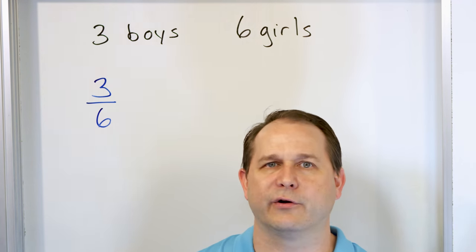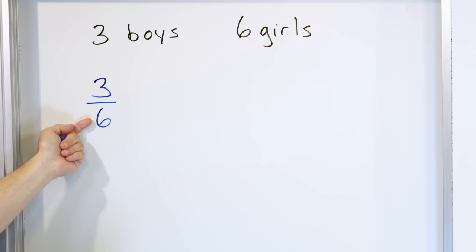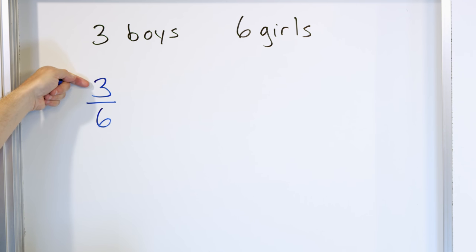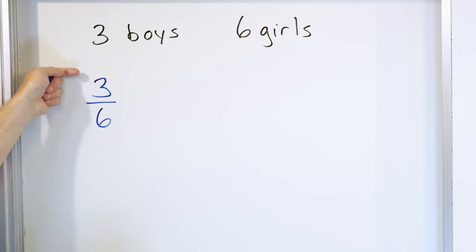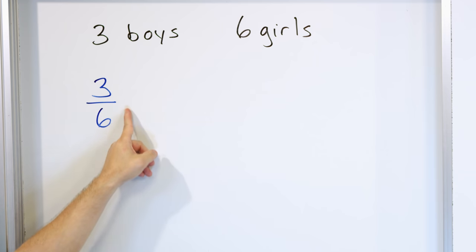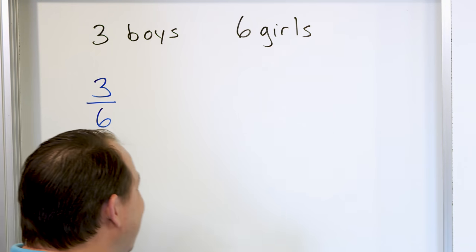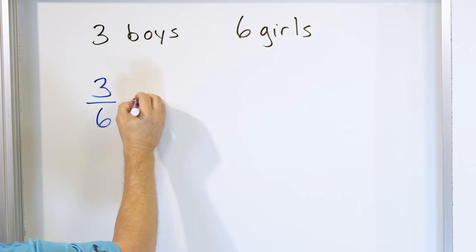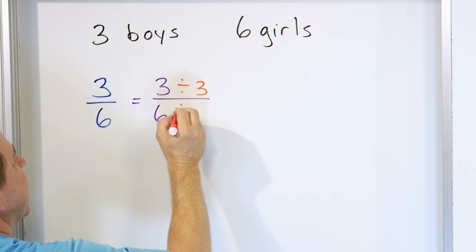So we're comparing boys and girls, 3 to 6. Now, this is a comparison. Whatever you have on the top as compared to whatever you have on the bottom. For every 3 boys we consider in this room, then we should encounter 6 girls because the ratio of 3 as compared to 6 is going to be locked. Now, if you notice, this ratio as written as a fraction here, this ratio can be simplified further because remember, fractions can always be simplified, right? And these ratios are just going to always be fractions. So we know that the ratio of 3 boys to 6 girls can be simplified because I can divide and simplify this fraction by dividing by 3 on the top, dividing by 3 on the bottom.